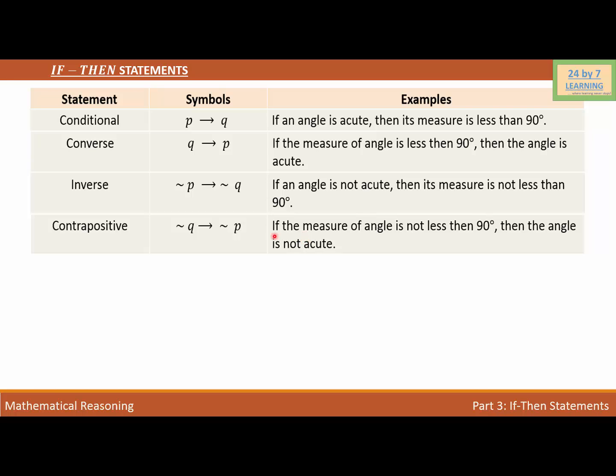As you can see, all these statements are related to the conditional statement. So if we have a conditional statement, we can write all the other statements, such as the converse, inverse, and contrapositive statements.